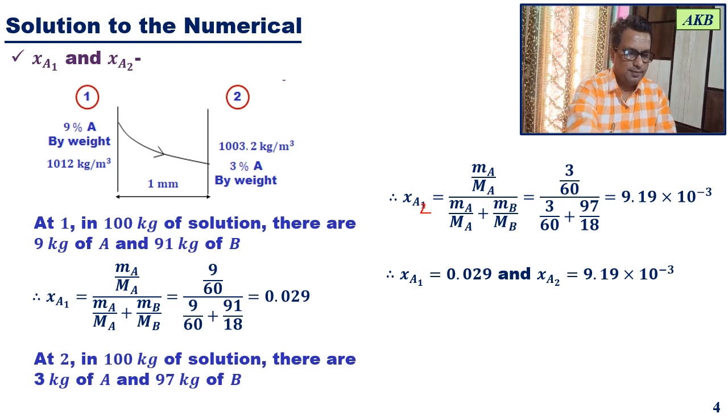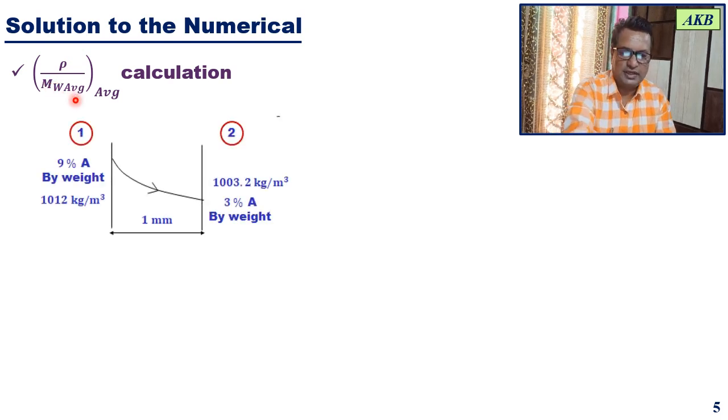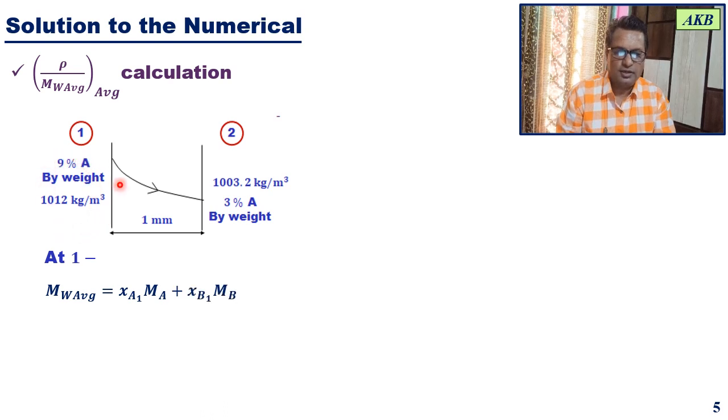Okay, then let us go to the next step. The next thing that we need to do is calculate the average value of rho upon MW average. So let us understand how to calculate this. Again, we will refer to the schematic diagram which was discussed previously. So at end 1, you can calculate the average molecular weight. Since at end 1 there is a solution of A and B, the solution will have an average molecular weight, and we need to calculate that.